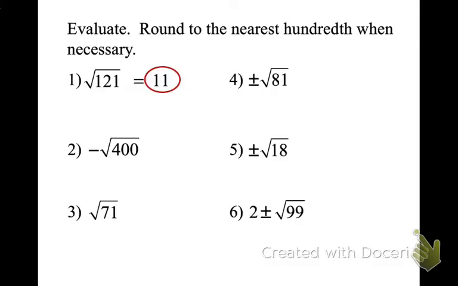Now, this says evaluate, round to the nearest hundredth when necessary. So you can see we're looking at the square root of 121 is 11. Number 2, notice there's a negative there, so this would be the negative root of 20.